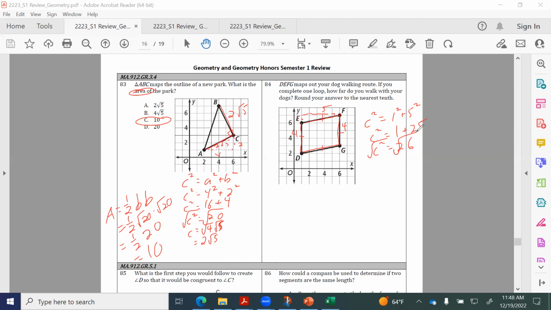About 21. So these are both 5.1. So we're gonna have 4 plus 4 plus 5.1 plus 5.1. That's my third. This gives us 18.2.